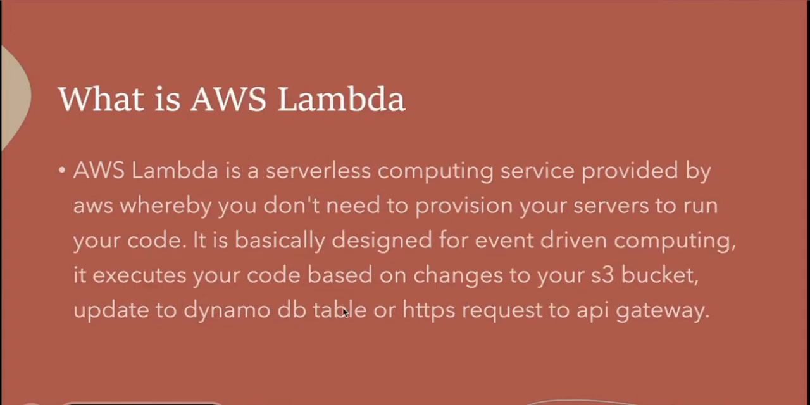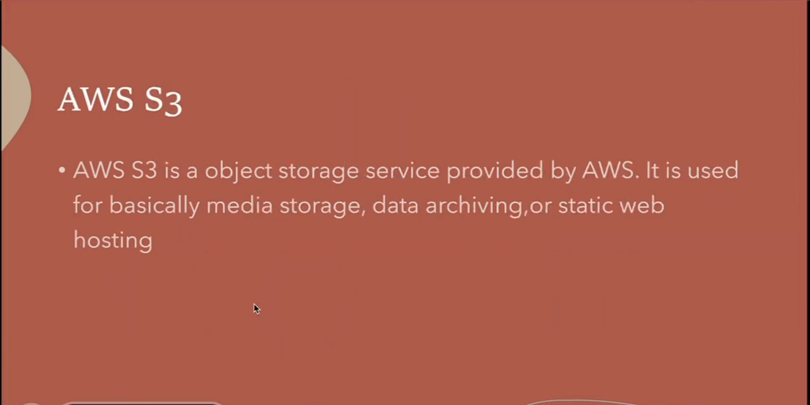The next tool we're going to be touching on is AWS Lambda. What is AWS Lambda? AWS Lambda is a serverless computing service provided by AWS, whereby you do not need to provision servers to run your code. It's designed for event-driven computing. It executes your code based on changes to your S3 buckets, updates to a DynamoDB table, or even HTTP requests to API Gateway. Then another tool we're going to be using is AWS S3. It's a very popular AWS tool. It's an object storage service provided by AWS, used for media storage, data archiving, or static web hosting.